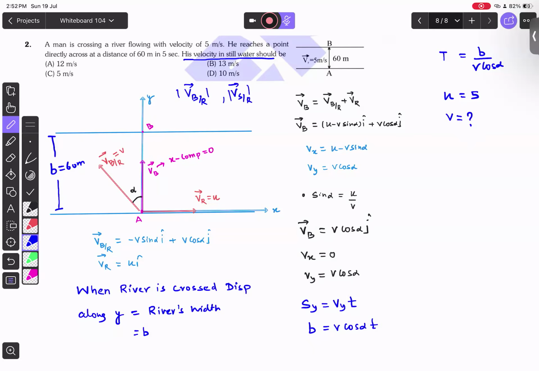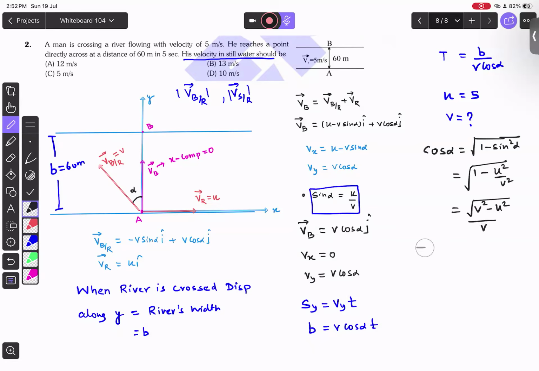So they're asking us to find the value of v. We have made two equations. One is sine alpha is equal to u by v. So given sine alpha, I can find cos alpha. Cos alpha will be root over 1 minus sine square alpha. So that will be root over 1 minus u square by v square, that will be root over v square minus u square, over v.